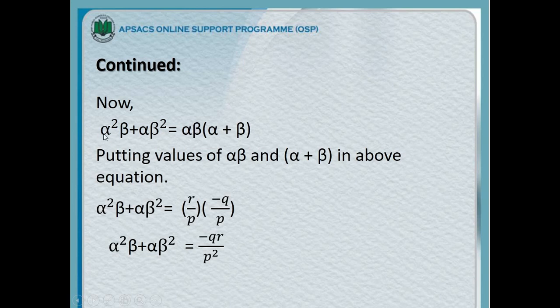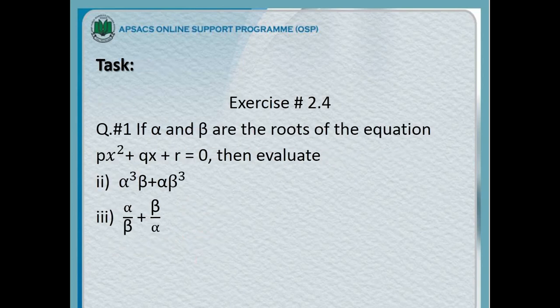Now, in the question, we were asked to find out or evaluate the value of alpha square beta plus alpha beta square. So first of all, we will simplify this expression by taking common alpha beta from these two terms. By taking common alpha beta from the given terms, alpha beta will be left over. As you know, students, we have already found out the values of alpha beta and alpha plus beta, so by putting these values in the above equation, we get minus qr upon p square.